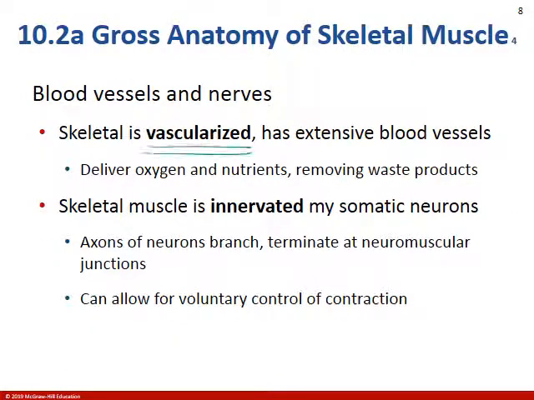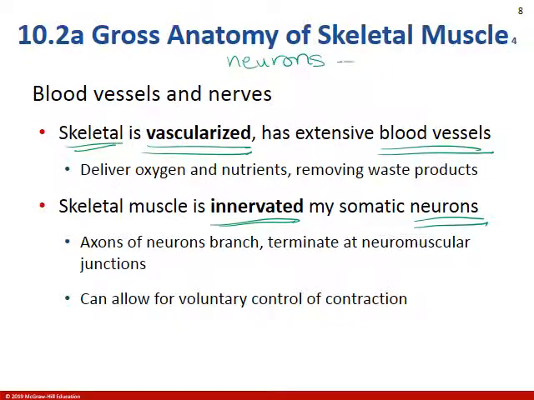I mentioned these terms previously. Do we remember skeletal muscle is vascularized? So that means it has many blood vessels. It is also innervated, meaning it has lots of neurons. Well, we just said in the previous slide that neurons are going to tell muscles what to do. If neurons from our brain are going to tell our muscles what to do, we have to be able to get the neuron message to the muscle. Yes. So skeletal muscles have lots of innervation or lots of neurons.